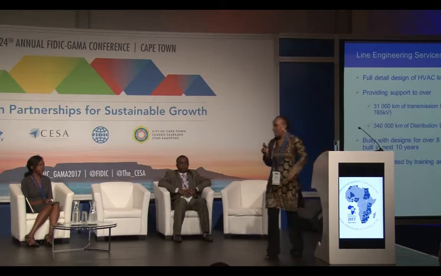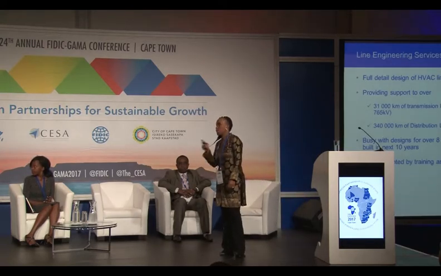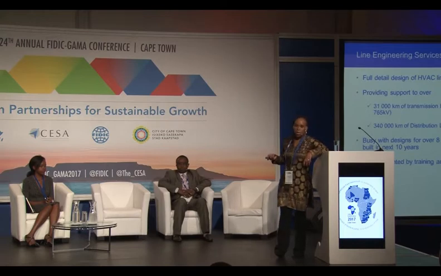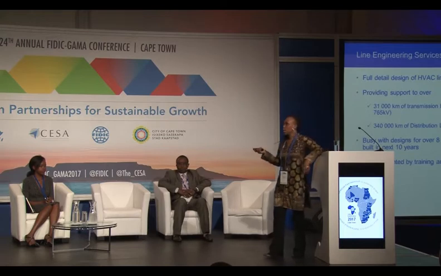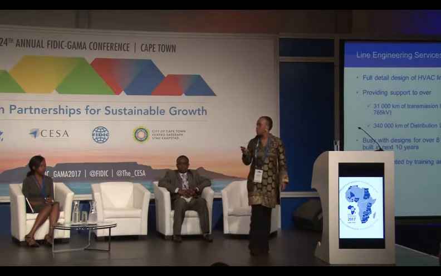This just says we have over 31,000 kilometers of high voltage power transmission lines. Now, when we say high voltage, in Eskom space, we're generally talking about lines that are 220 kV and above. And when we talk about distribution, where we have about 340,000 kilometers of line, we are talking about anything that ranges between 132 and 11 kV.